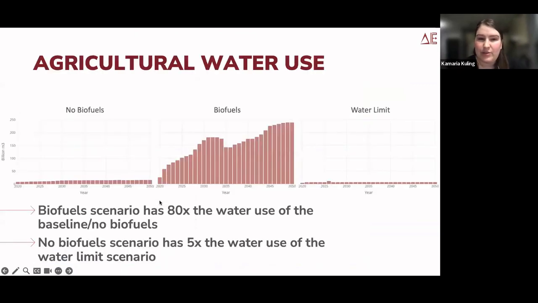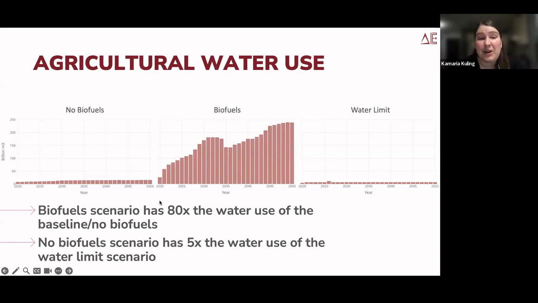And next, I'll go on to the agricultural water use. And again, kind of similar, but even more dramatic here, the increase in agricultural water use once we add in those biofuels. And so current agricultural water use is about 2.95 billion cubic meters without the biofuels, and no water limit for the model. And then this increases to 238.4 billion cubic meters with those biofuels.